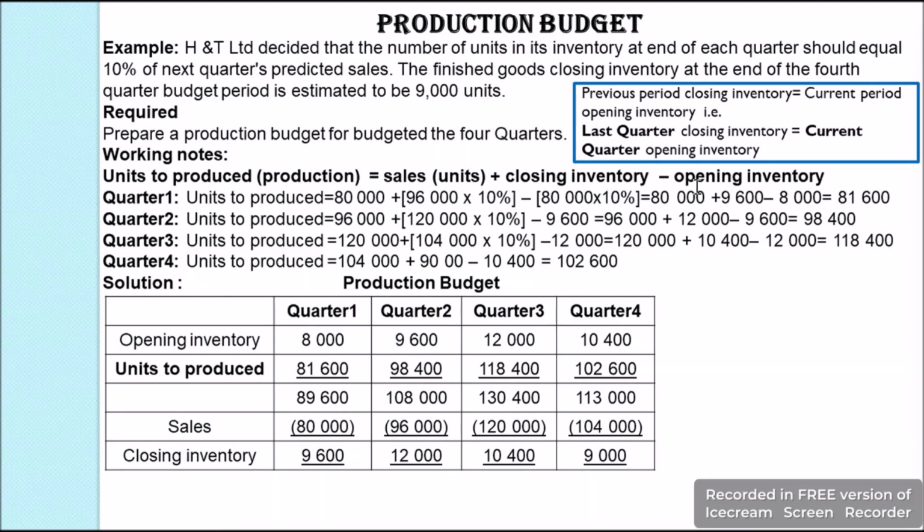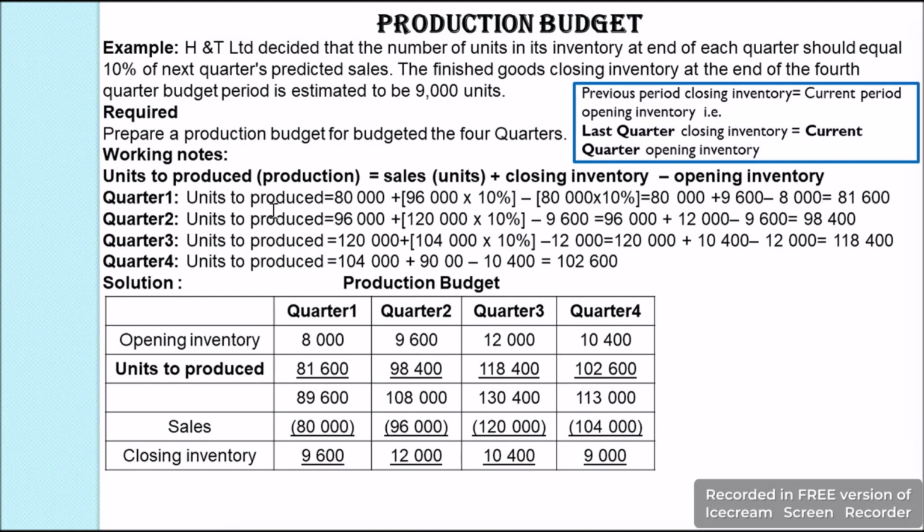Now we have to find the opening inventory. Again, I'm telling you the opening inventory will be the last quarter's closing inventory. So here the last quarter will be the current year's last quarter, and for that period we will have the closing inventory as 10% of the next quarter's predicted sale. That is, here the budgeted quarter 1 will be the next quarter. So here the predicted sales are 80,000. So 10% of 80,000 will be 8,000. So now we will have 80,000 plus 9,600 minus 8,000, which will be 81,600 as units to be produced.